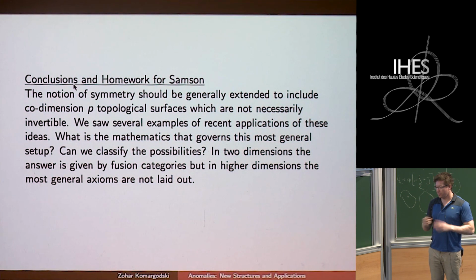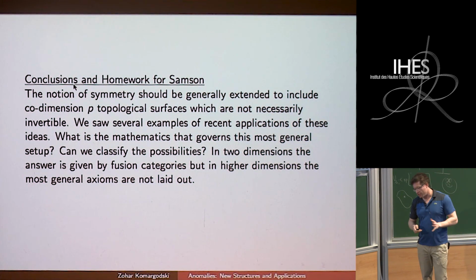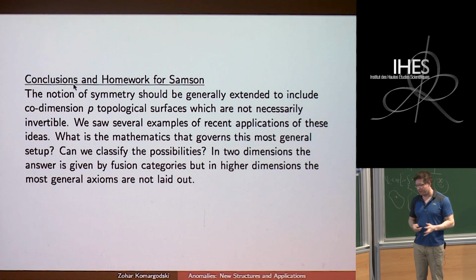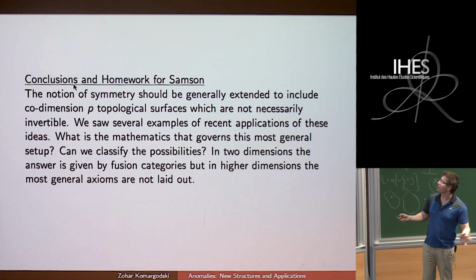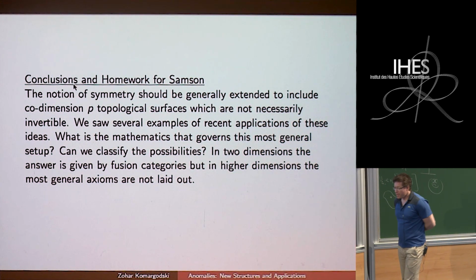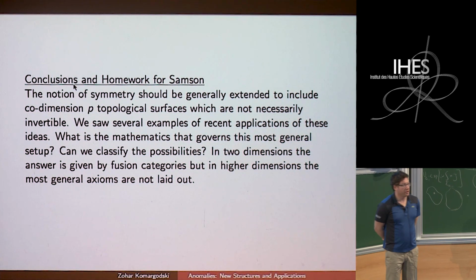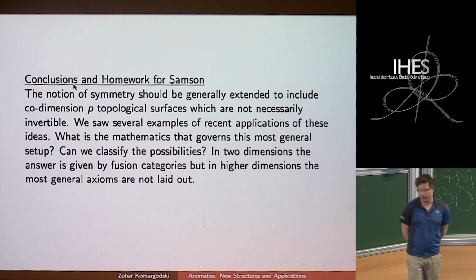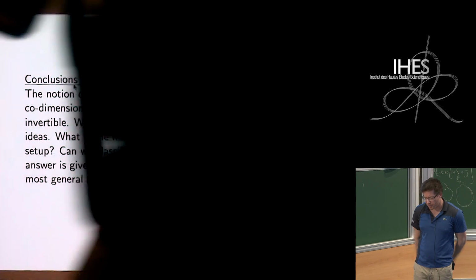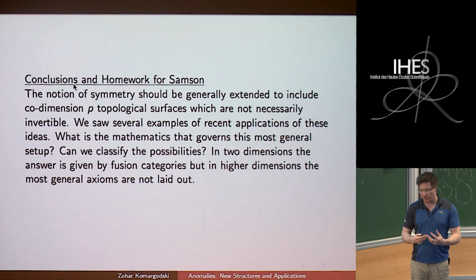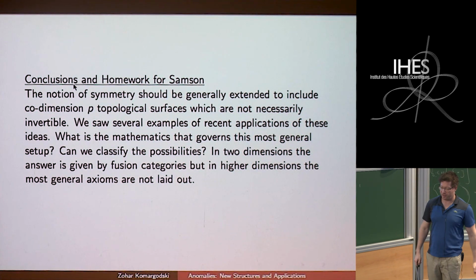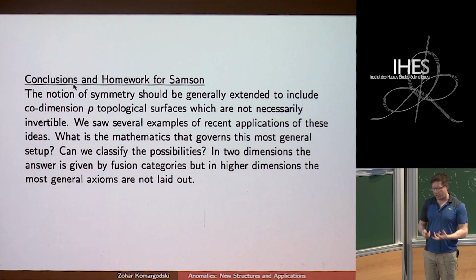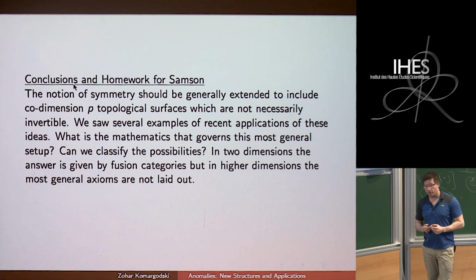So let me just conclude with some general comments, which are like homework for Samson. The general theory of symmetries and anomalies must be extended to include the codimension P defects, which may or may not be invertible. Somebody should understand the axioms that govern the fusion and algebra. It's like a bootstrap problem of these codimension P defects. We don't know what the correct questions are in general dimensions. We know that in 2 dimensions it's governed by what mathematicians call a fusion category.